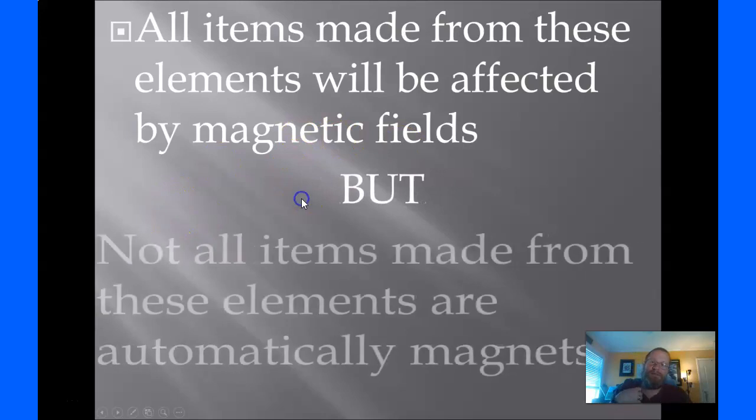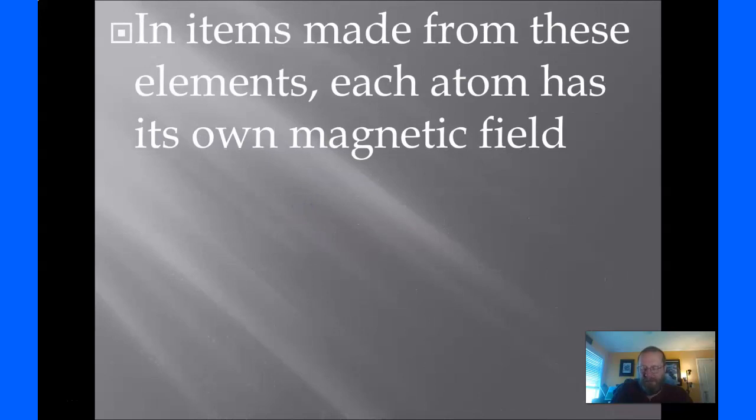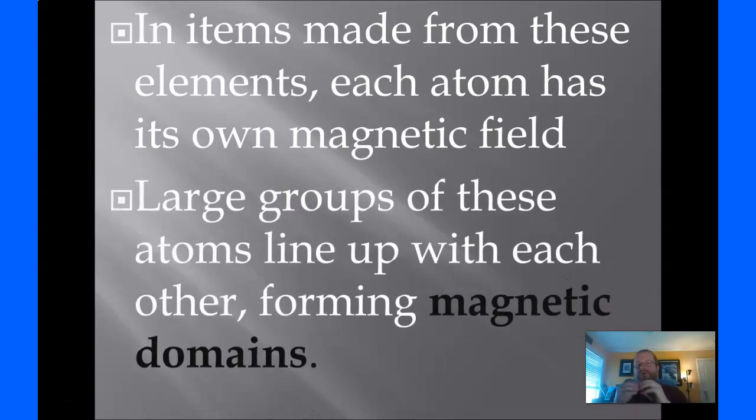But not all items made from these elements are necessarily automatically magnets. They'll all stick to a magnet, or a magnet will stick to them, but they're not all actually magnets necessarily. Okay, so how do I take a chunk of steel that's not a magnet and turn it into a magnet? Here we go. In atoms made from these elements, each atom has its own little magnetic field. I already told you that. Large groups of these atoms, large means a few thousand atoms, which, okay, is still too small for you to see, but whatever. They line up with each other and form magnetic domains.